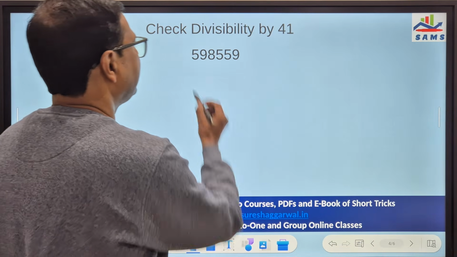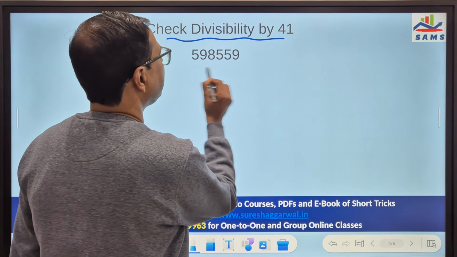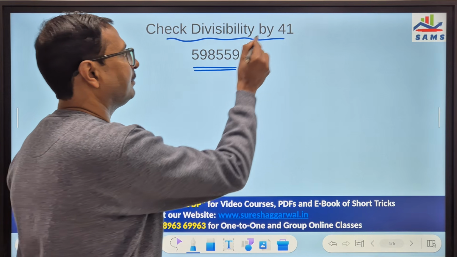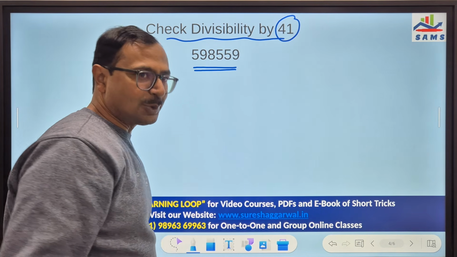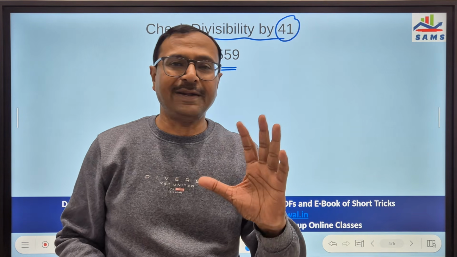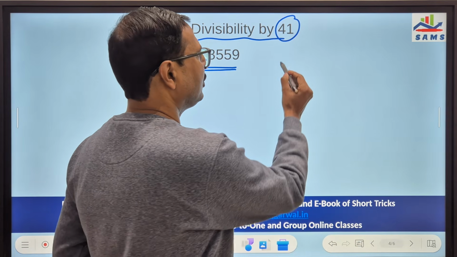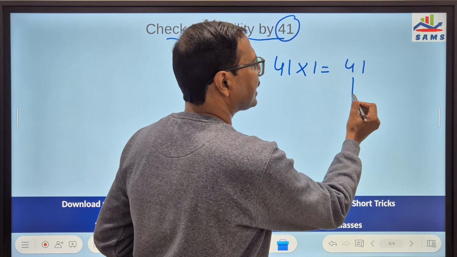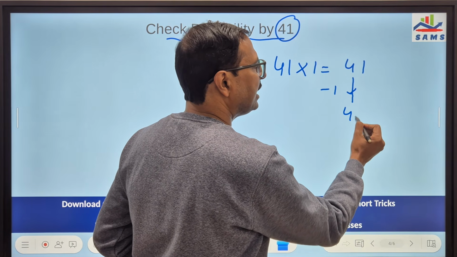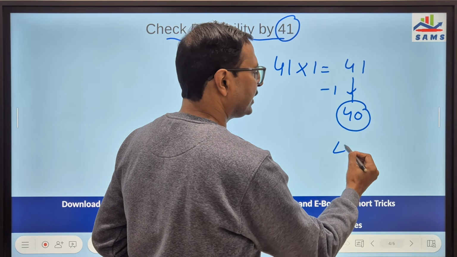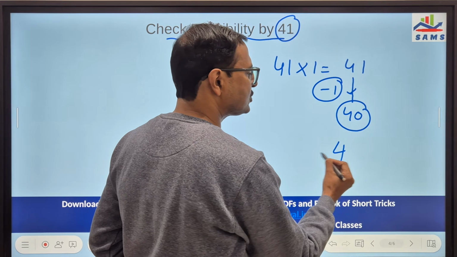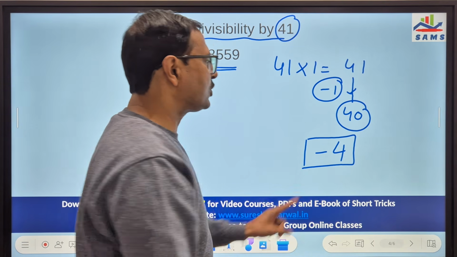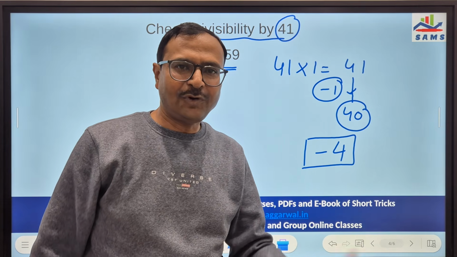Let's check the divisibility of this big number 598559 by 41. Whenever the number ends in 1, it's a very easy oscillator. 41, 1 times is 41 only, and when I subtract 1 from this, I get 40. How many tens are there? 4 tens, and I subtracted 1, so minus 4. Now this is the oscillator for 41.